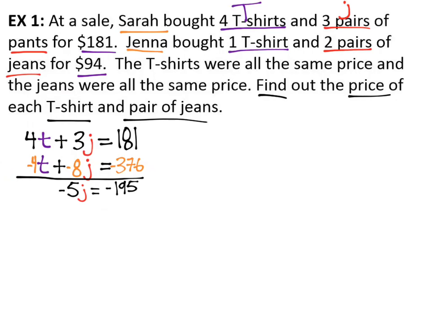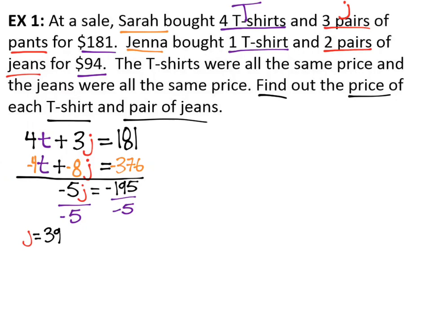Our next step from here, we see that the 4's cancel. 3 plus -8 equals -5J, and then 181 minus 376 equals -195. I divide by -5 to get J equals 39.